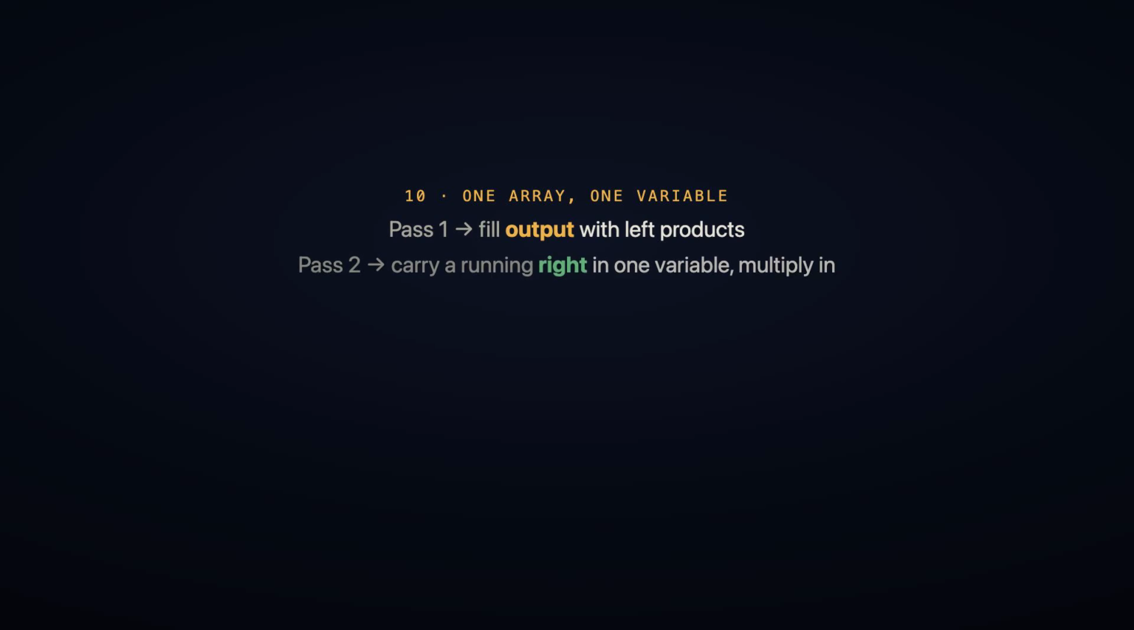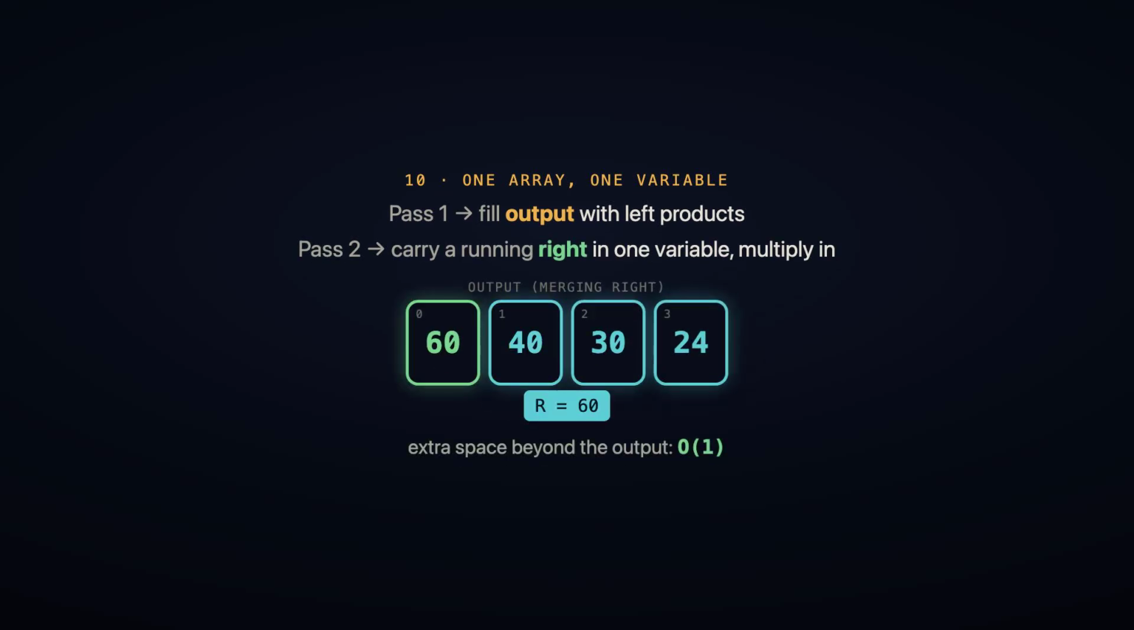One more polish. You don't even need two separate arrays. Write the left products straight into the output array on the first pass. Then make the second pass from the right, carrying a single running product in just one variable, multiplying it into each slot as you go. Same answer, but the only extra memory is the output you had to return anyway.